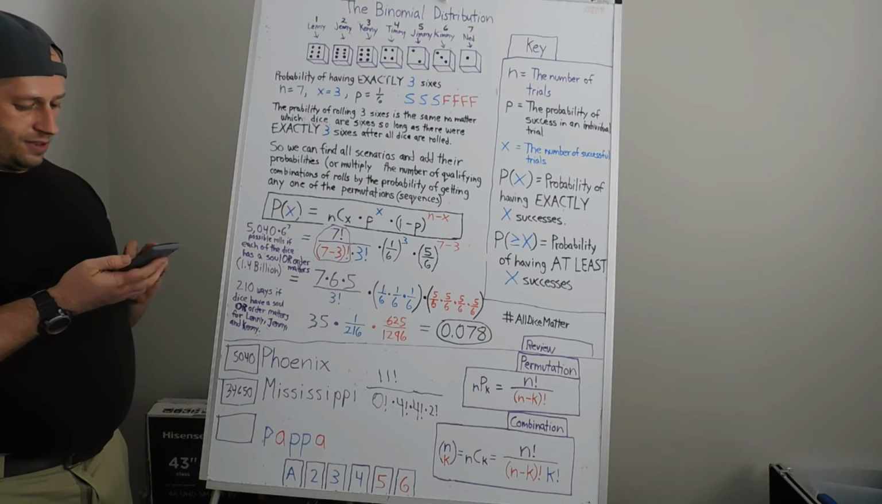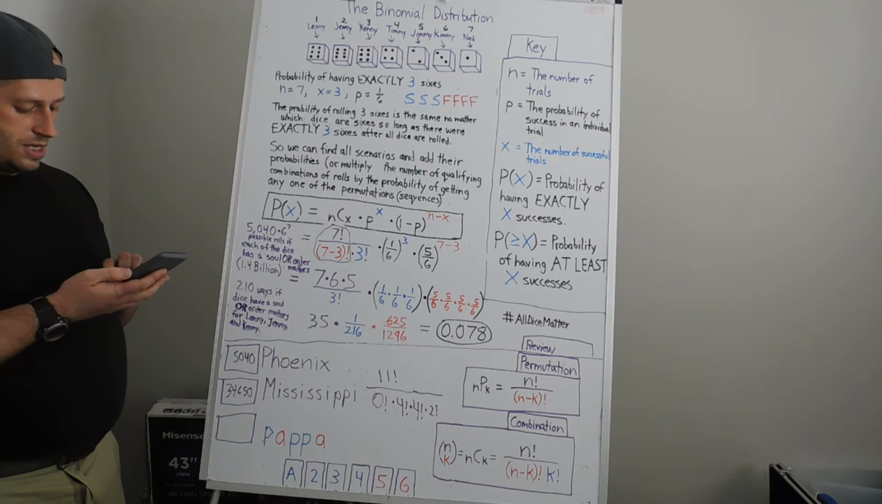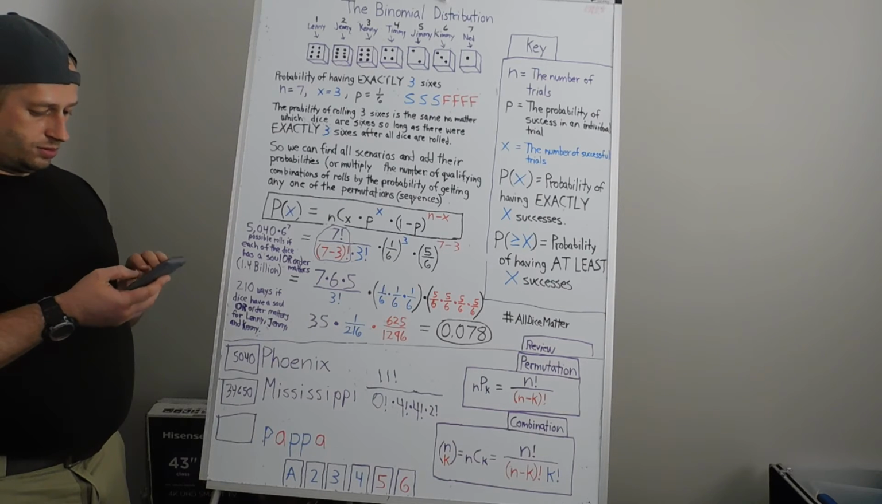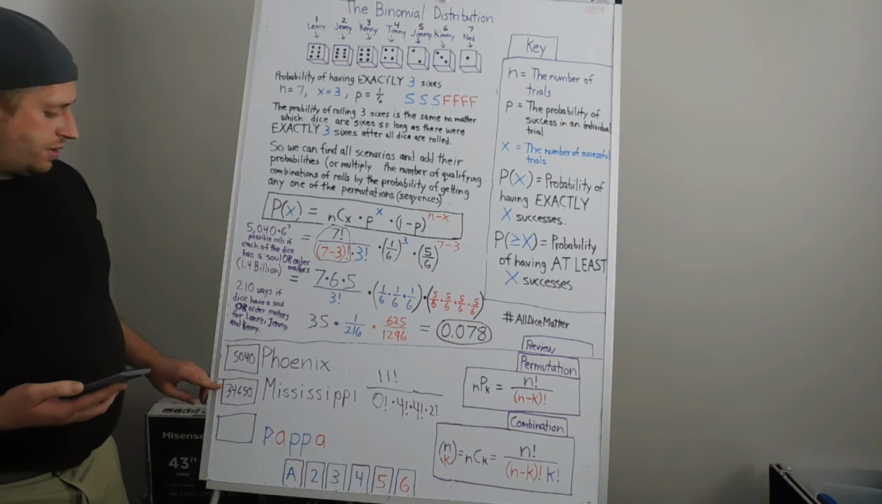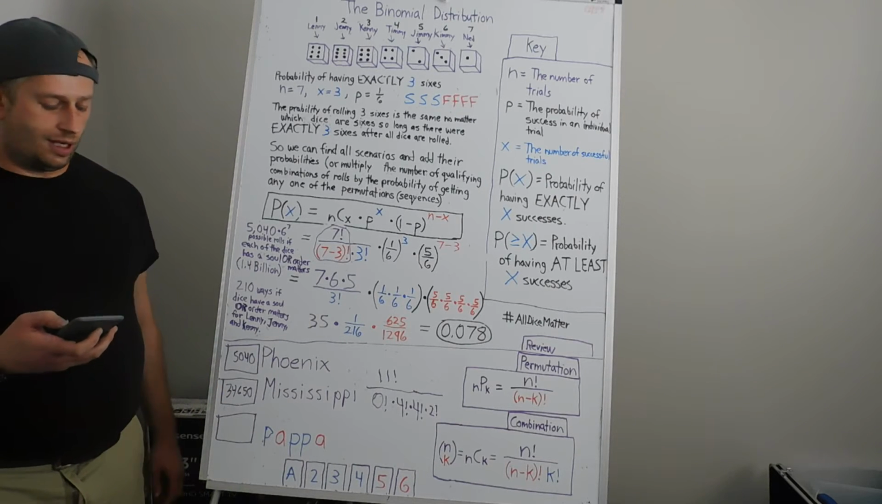When we do that, we end up with 11 factorial divided by 4 factorial, divided by 4 factorial, divided by 2 factorial. And we get 34,650 if you do that on a calculator.